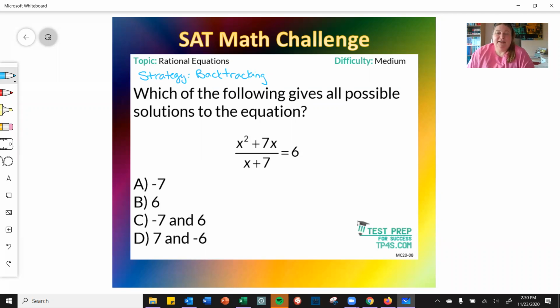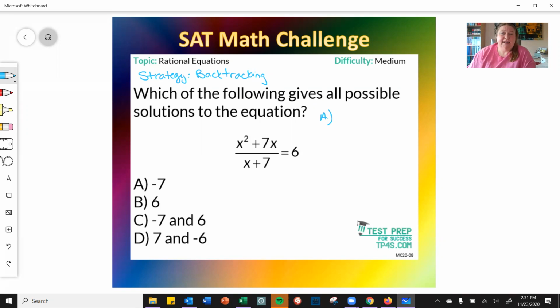This is a strategy that we teach here at Test Prep for Success that uses the multiple choice format of the SAT to your advantage. So instead of starting with the question and solving it the way you would in algebra class, we're actually going to start plugging in the options one by one to see which one works out. So I'm going to start here with option A.